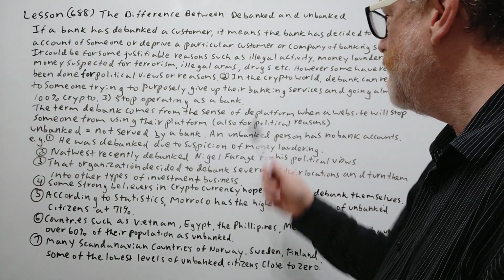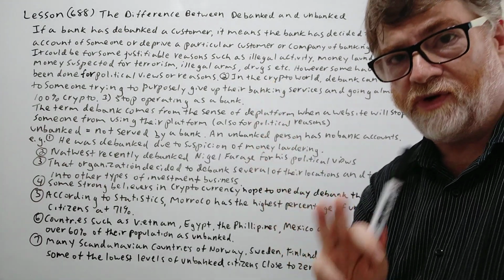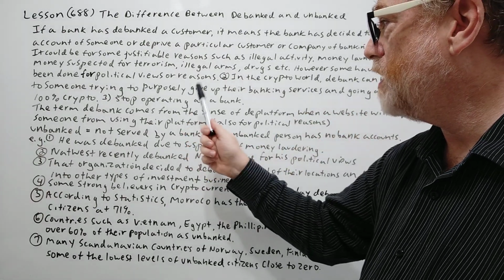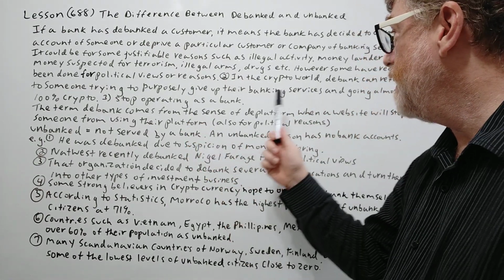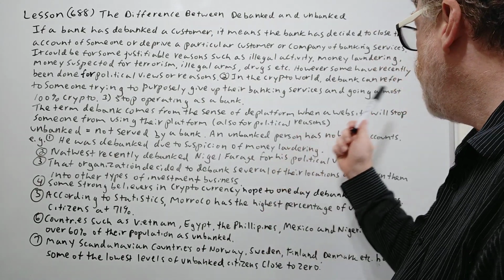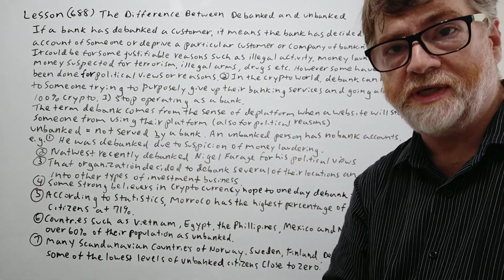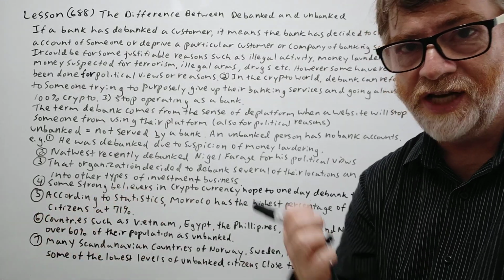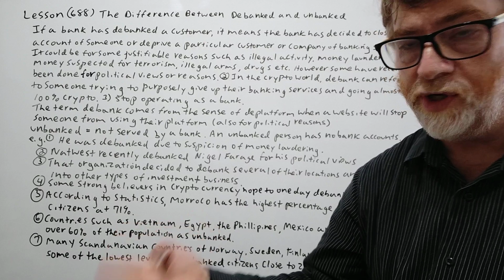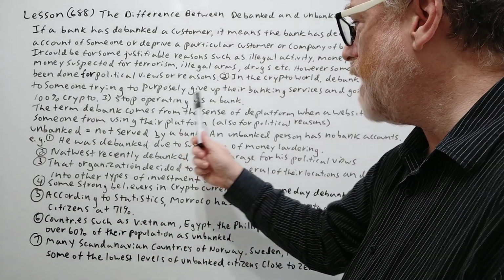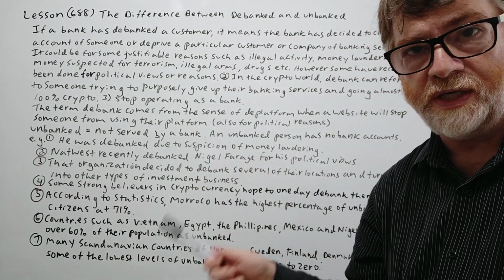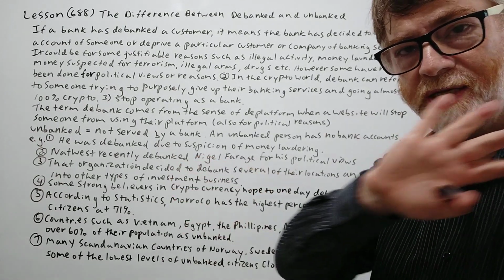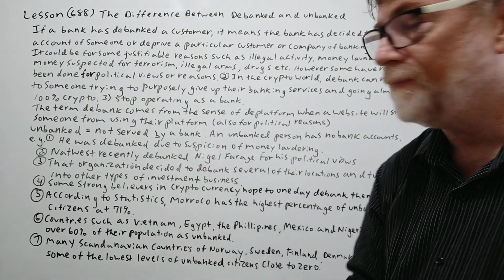All right, let's continue. Number two, a second meaning for debanked is this. In the crypto world, debanked can refer to someone trying to purposely give up their banking services and going almost 100% crypto. Not an easy thing to do because a lot of times they want to get the cash out from crypto too. Number three, or to stop operating as a bank. So some organizations who used to be a bank, or a small percentage of banks, sometimes decide to give it up and get out of banking completely.